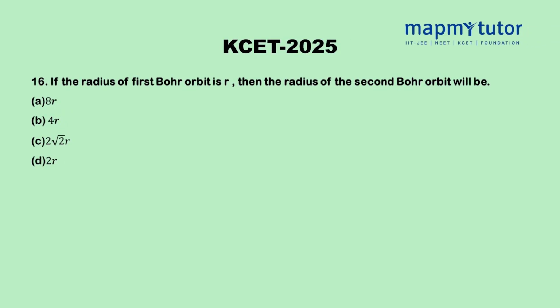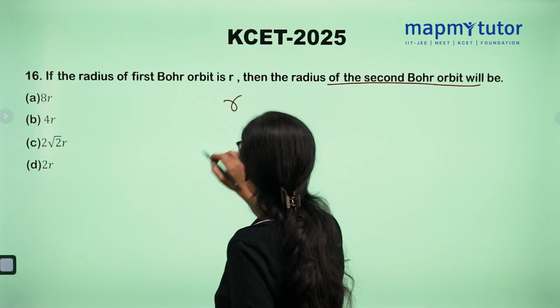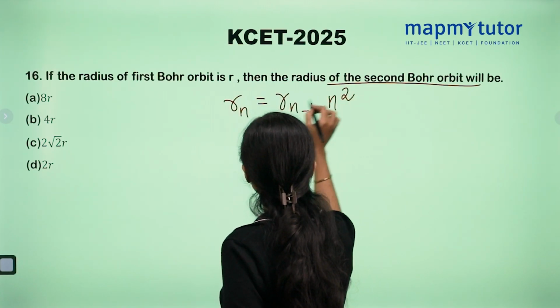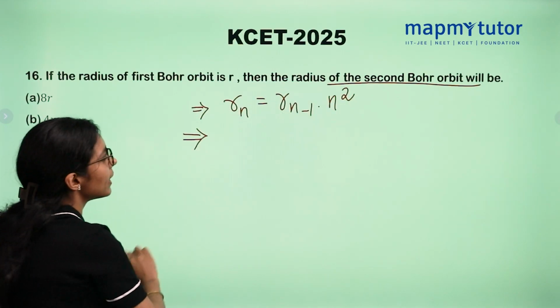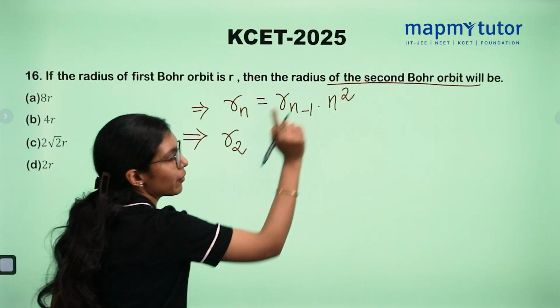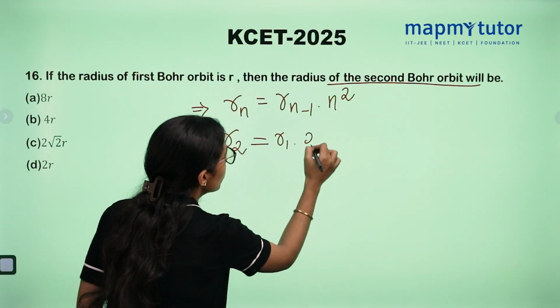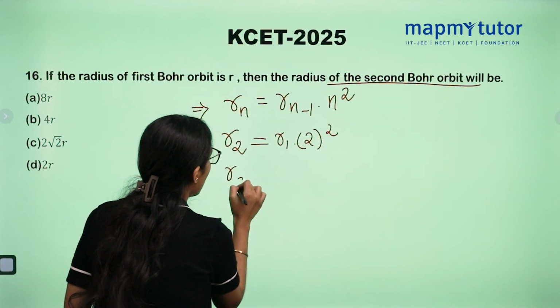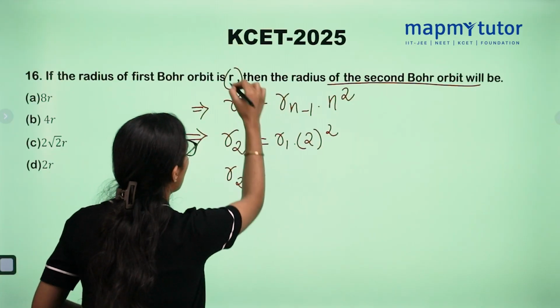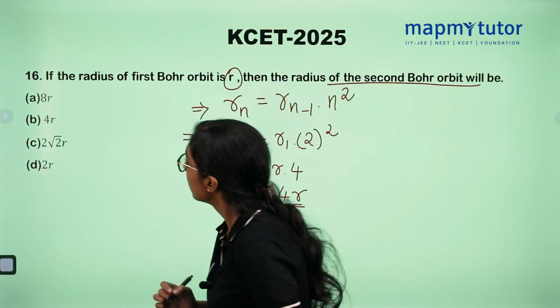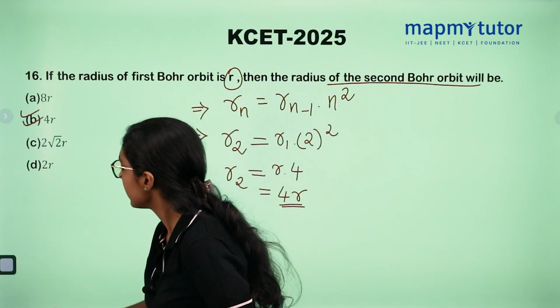If the radius of the first Bohr orbit is r, then the radius of the second Bohr orbit will be? The formula for this is Rn equal to R1 dot n square. Now we will put our values. Rn is what? R2, because I need to find for the second Bohr orbit, equal to R1 dot 2 square. So R2 equal to first Bohr is R, so R into 4. That's nothing but 4R. Which option is correct? Option B is correct.